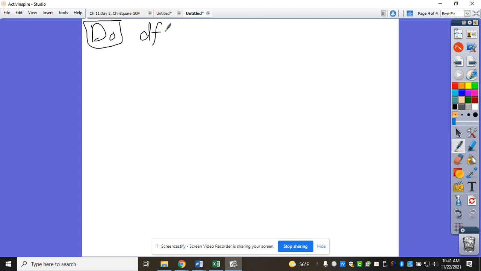How do I find degrees of freedom? How do I actually find it, even though this one's real easy? Column number minus 1 times row number minus 1. Number of columns minus 1 times number of rows minus 1. So there's 2 columns. There's 3 rows. So our degrees of freedom is 2.